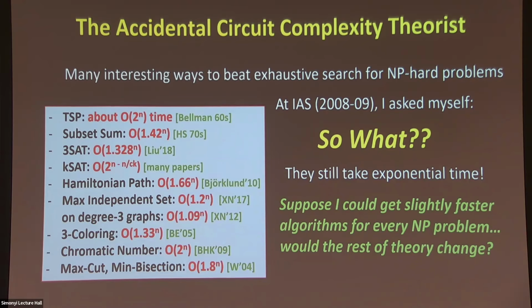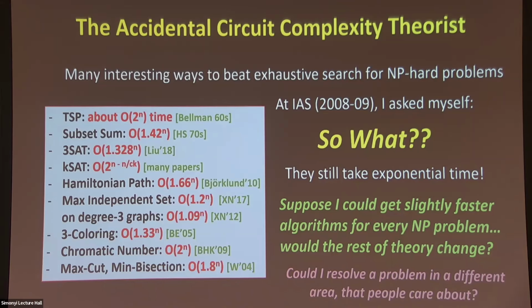somehow I had a feeling that this is a fundamental problem, right? The problem of beating exhaustive search, just not trying to get a polynomial time algorithm for an NP-hard problem, but just beating the obvious algorithm is fundamental, but I don't know why it's fundamental. So then I started reading textbooks and papers and just asking, suppose I could get slightly faster algorithms for every NP problem. Would the rest of theoretical computer science change at all? Could I resolve a problem in a different area that people actually care about? Because they clearly don't care about these things, okay? And it turns out, yes.